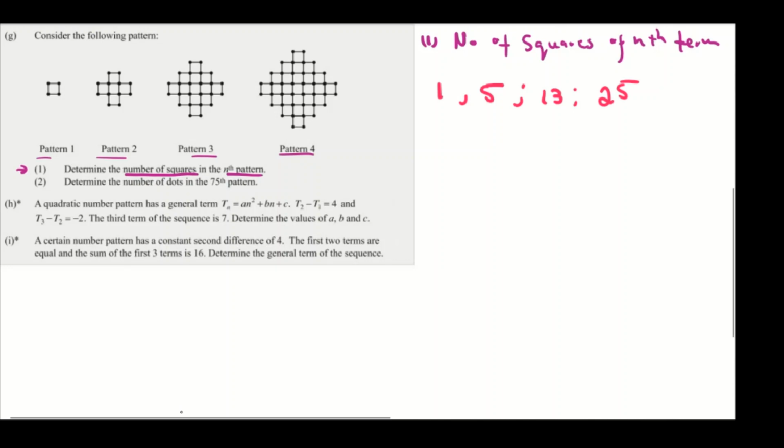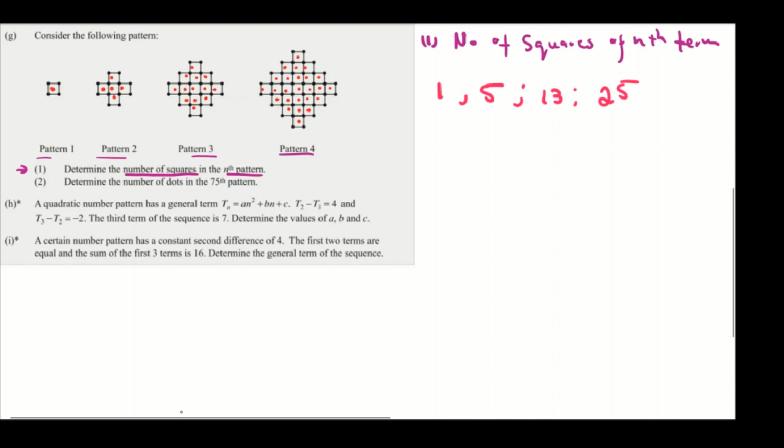Just to confirm: this is 1 square. This is 1, 2, 3, 4, 5, so it's 5 squares. Then 1, 2, 3, 4, 5, 6, 7, 8, 9, 10, 11, 12, 13, so it's 13 squares. And counting up to 25, it's 25 squares. So the sequence is correct.